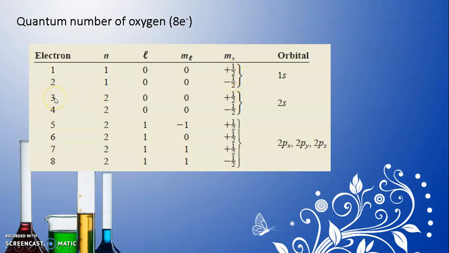For the next 6 electrons of oxygen, the 3rd, 4th, 5th, 6th, 7th, and 8th, they occupy the second energy level at the S subshell and the p subshell. At the s subshell again, you only have one orientation and 2 electrons can occupy it at a maximum. In the p subshell, you have a maximum of 6 electrons.